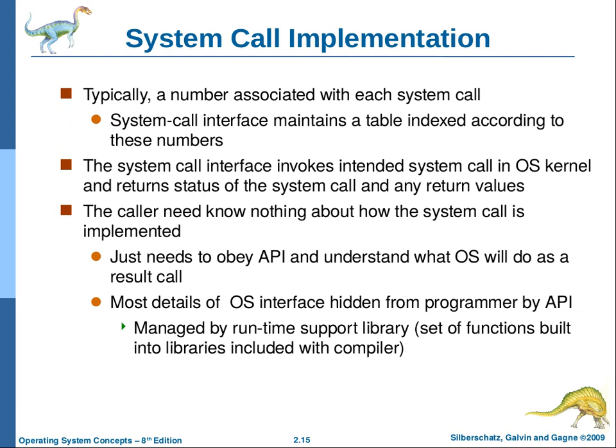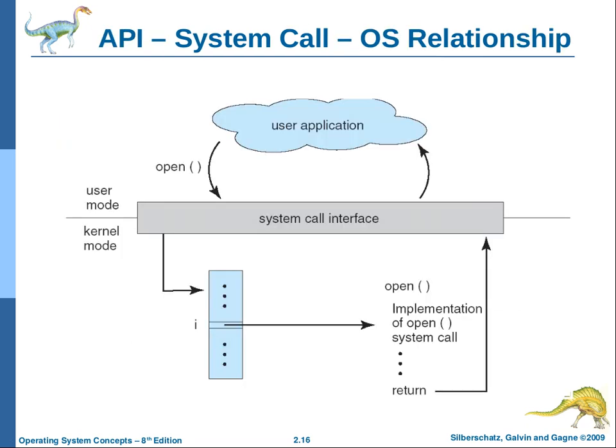All right, system call. The implementation is definitely hidden from the user because it's part of the kernel. So you just need to worry about, like most things, the API and let the OS handle it from there. Most details of the OS interface are hidden by the API. Great. Y'all are used to this. It's the same methodology, encapsulation. All right. User application, open, system call interface. The kernel actually does the open.